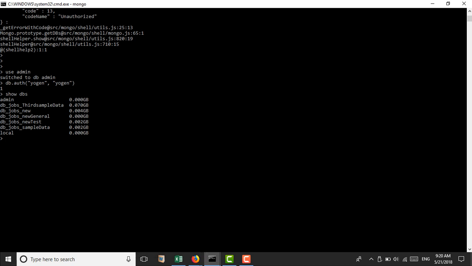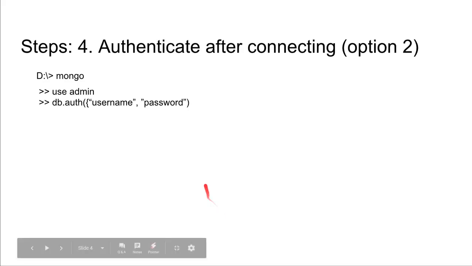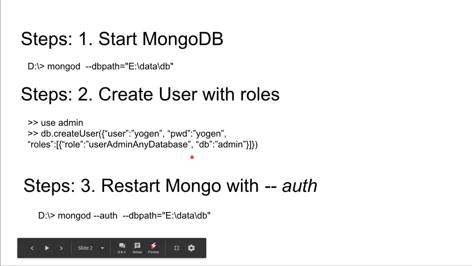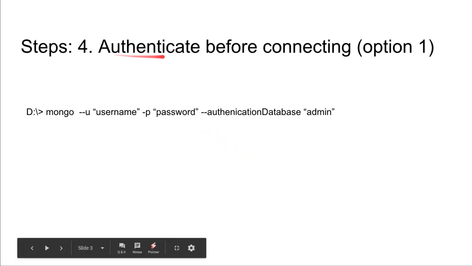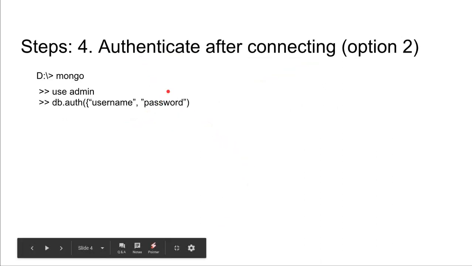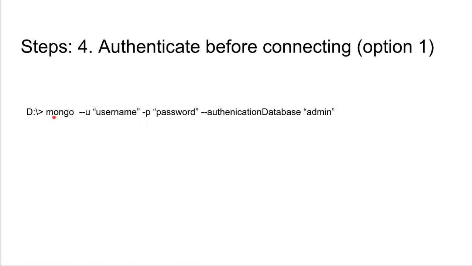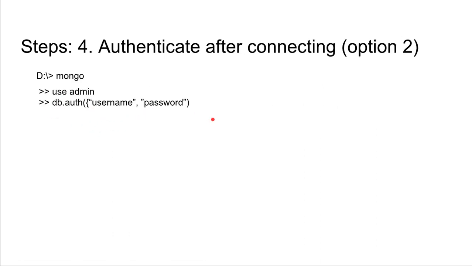The first thing that you have to understand is that you have to create the user, and you have to start the Mongo server in authentication mode. Then you can connect to the Mongo server using two modes. The first one is authenticate before connecting, where you specify the username and password on the command line. The second option is to authenticate after connecting. For this case we use the db.auth function.